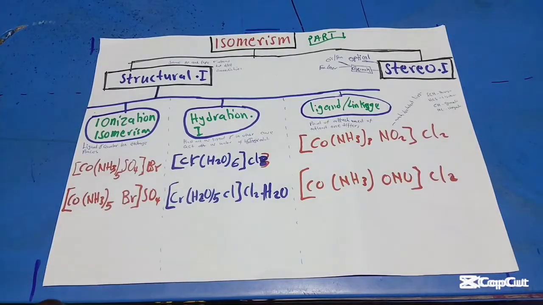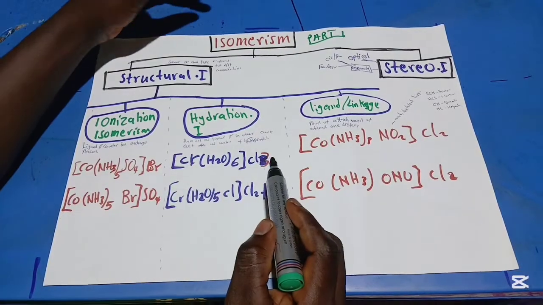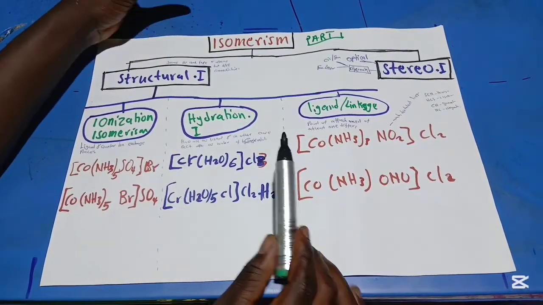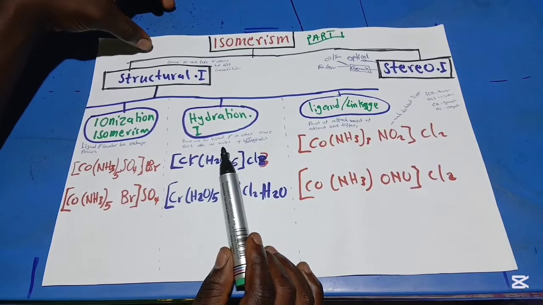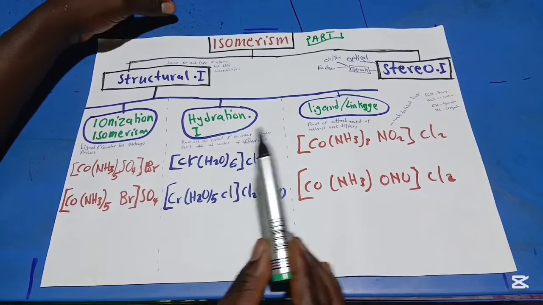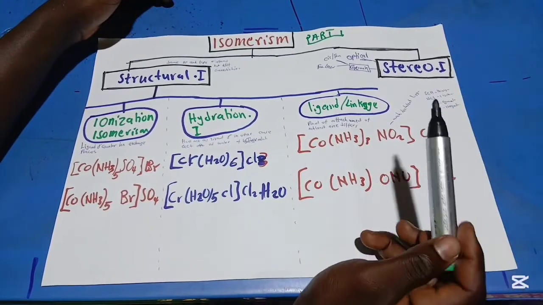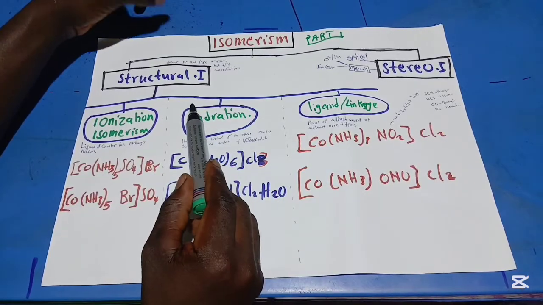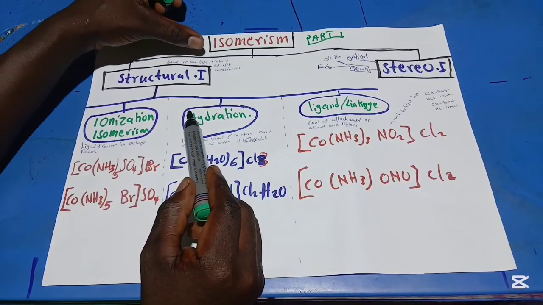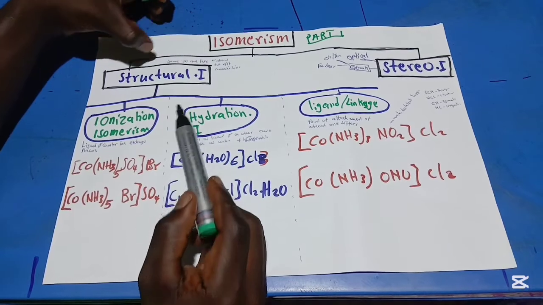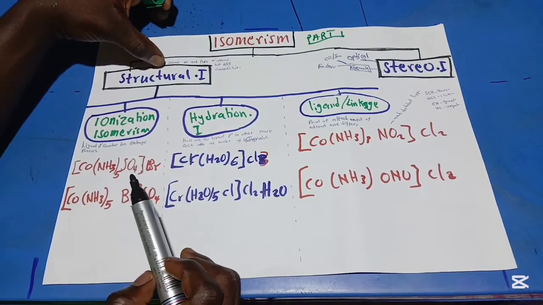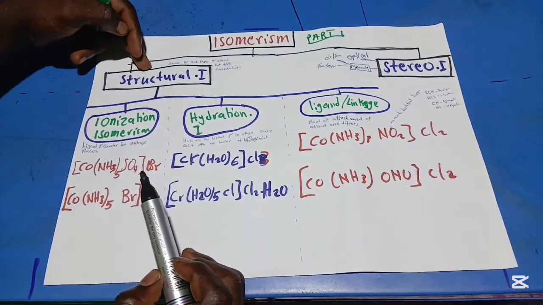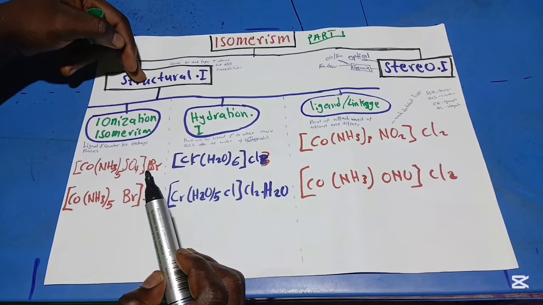Isomerism in coordination chemistry. Coordination compounds exhibit two types of isomerism: structural isomerism and stereoisomerism. For structural isomerism, the complexes have the same number and types of atoms, but different connectivities.